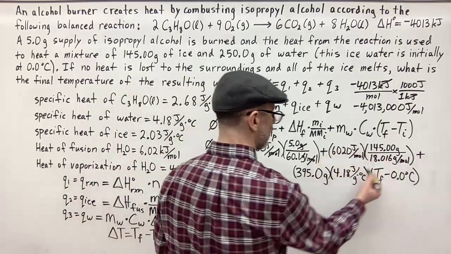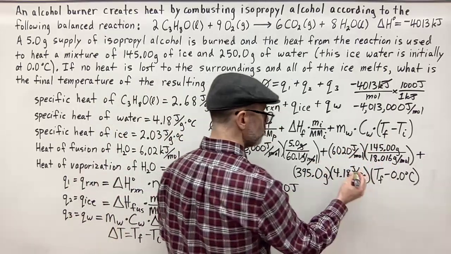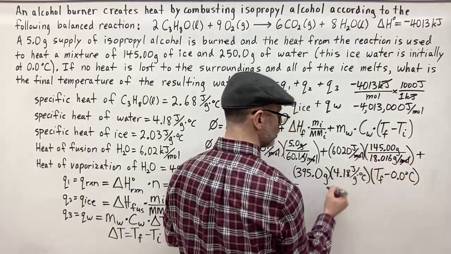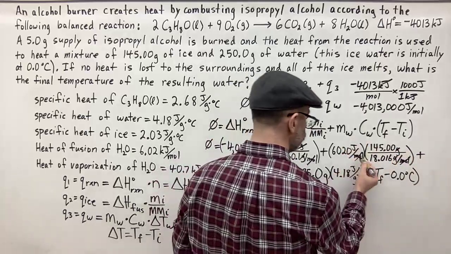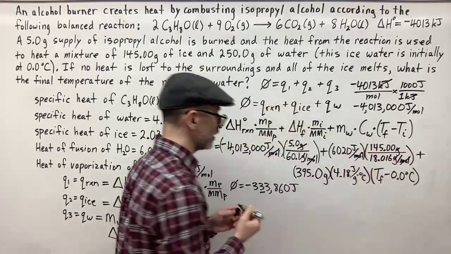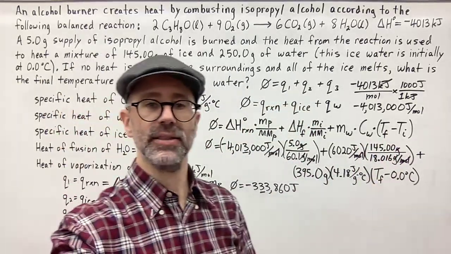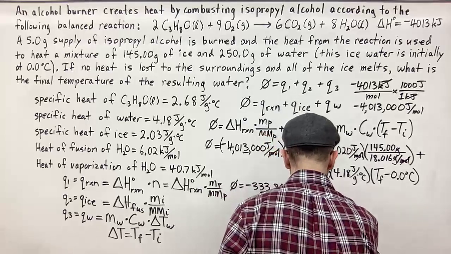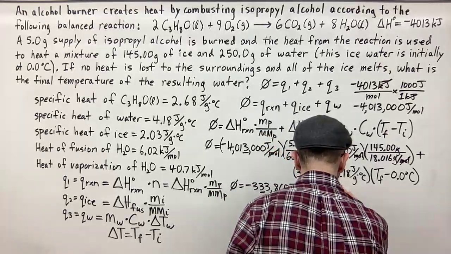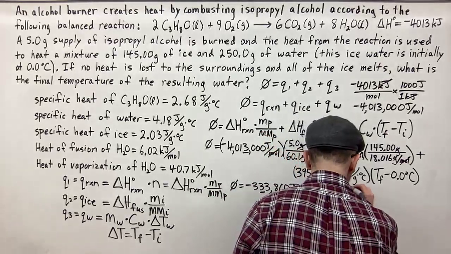Now I'm going to do the same here. Same thing. Moles here and moles here are going to cancel out. Grams here and grams here are going to cancel out. And then I'm left with joules. So when I do this calculation, I get 4,845.1, so plus 4,845.1 joules.